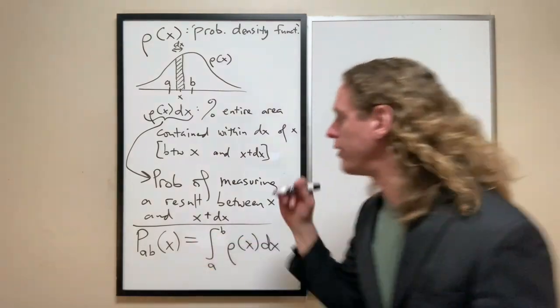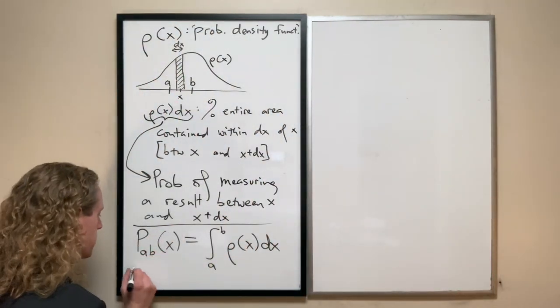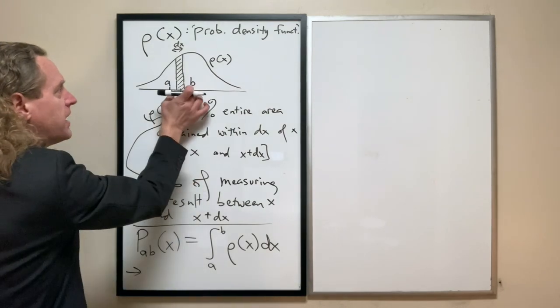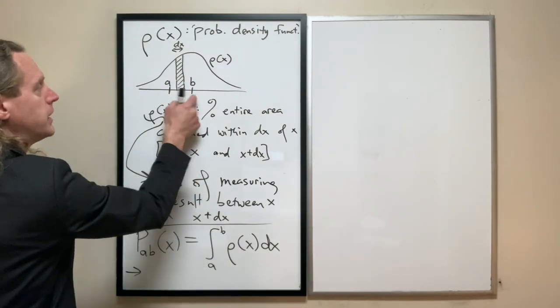And also, I just wanted to write down here, this is the probability of finding or measuring the result to be between A and B.